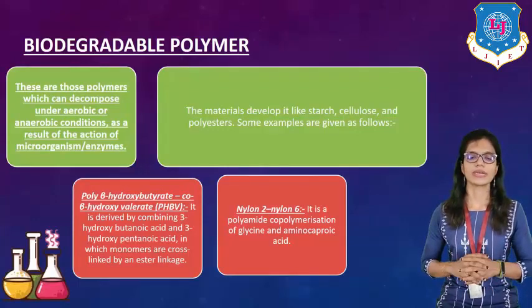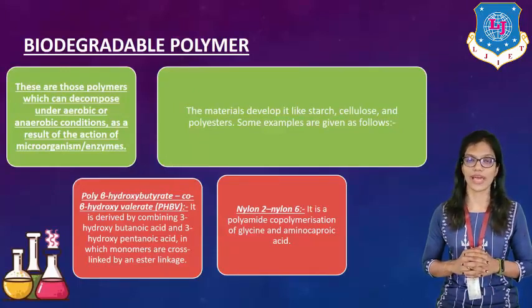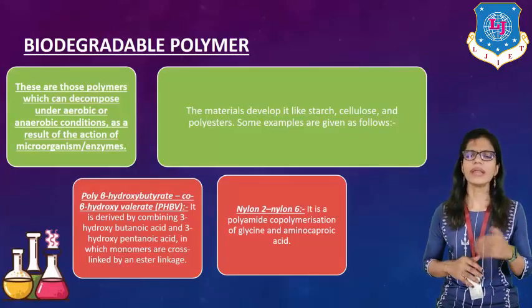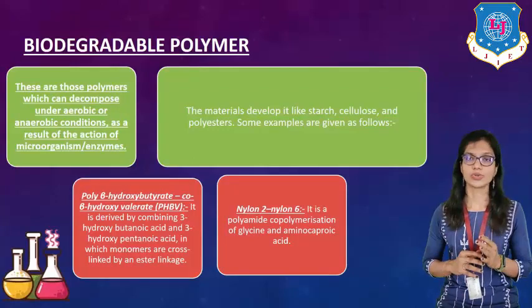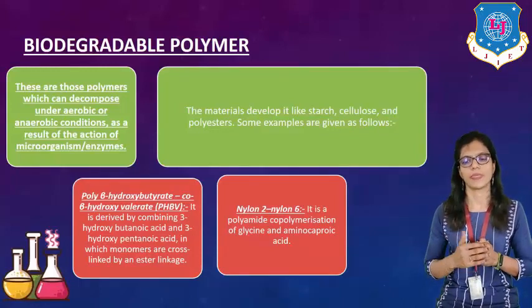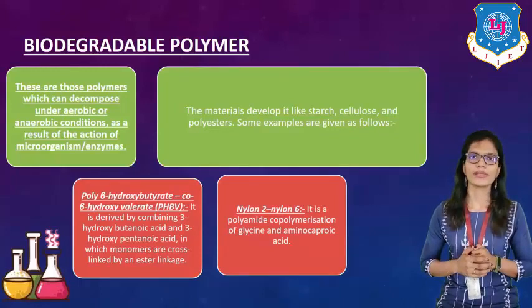The first one is poly-β-hydroxybutyrate-co-β-hydroxyvalerate, also known as PHBV, and another one is nylon 2-nylon 6, not nylon 6,6, it's nylon 2,6. Okay, so let's take a look at them.